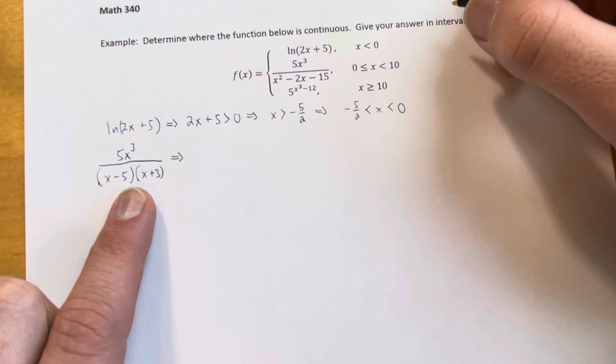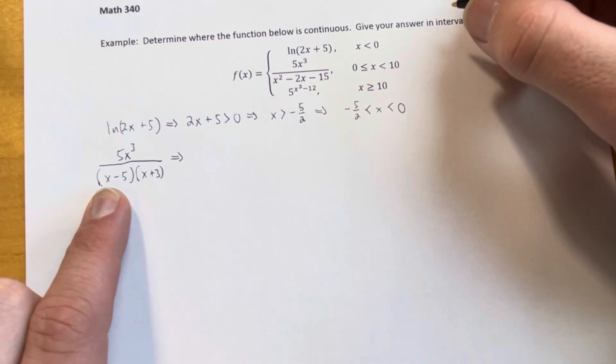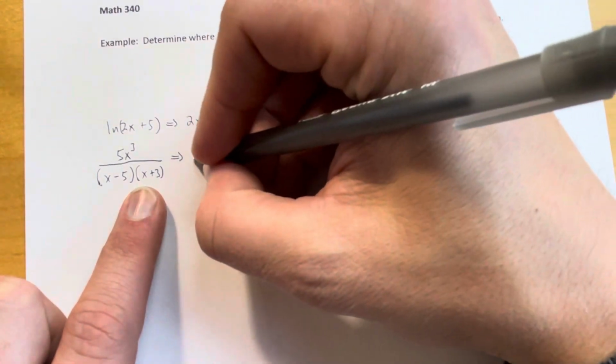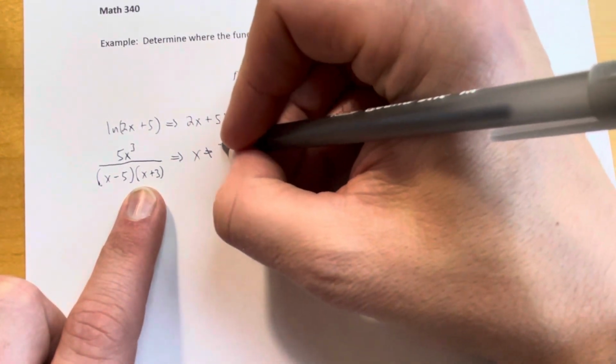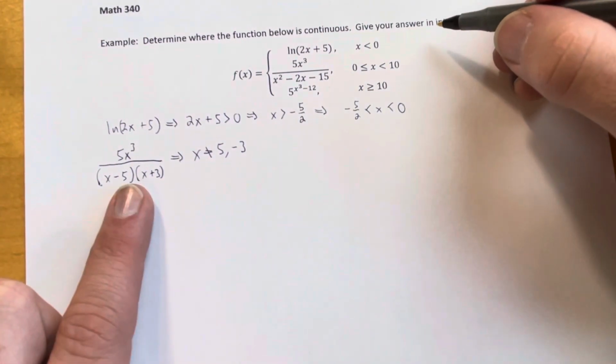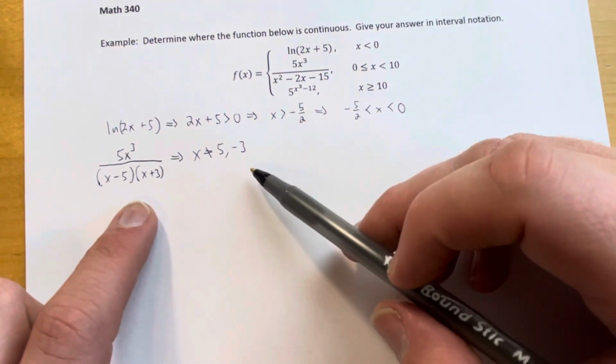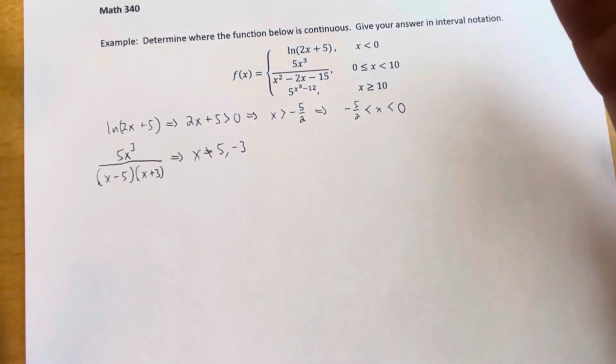This only has two values for which I would be dividing by 0, if x is equal to 5 or if x is equal to negative 3. So I'm going to say x cannot equal 5 or negative 3. Okay, that's all I have to do for that one, except before I move on to the next one, I want to see if either of these values are irrelevant.